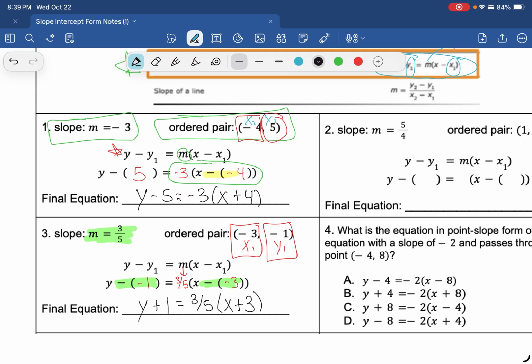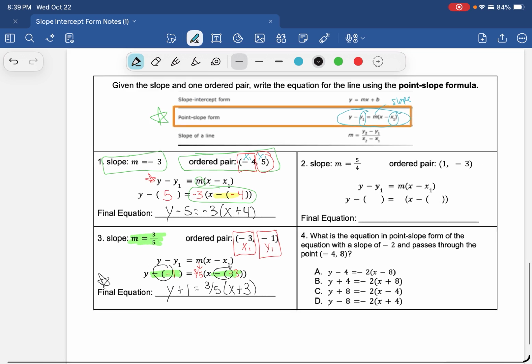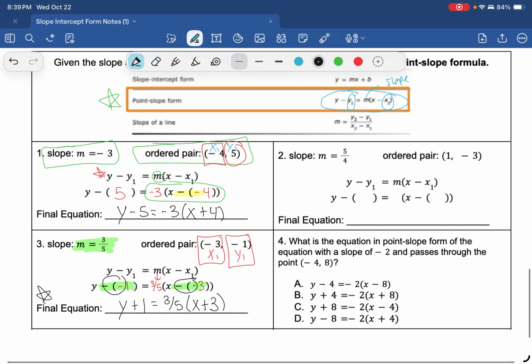When you write your final equation, just make sure you are checking for any of those double negatives, because they will turn into a positive. So, okay, go ahead and try the next two, and then you are all done with slope.